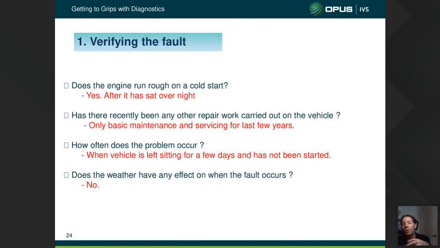All right, verify the fault. Does the engine run rough on a cold start? Yes, after it's sat overnight, so it must be cold. Has there been any repair work carried out on the vehicle? Only basic maintenance and servicing for the last couple of years. How often does the problem occur? When the vehicle is left sitting for a few days and has not been started. Does weather have any effect on when the fault occurs?